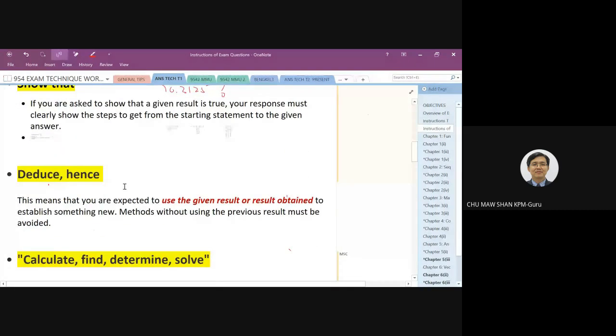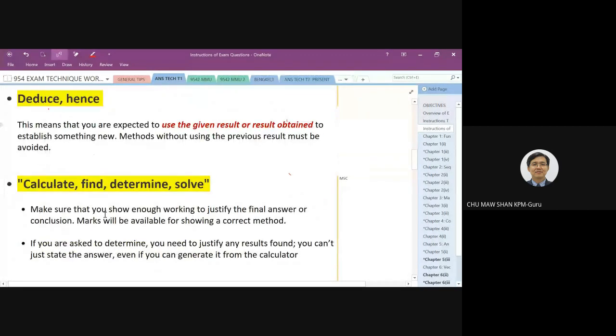Deduce, hence. This means that you are expected to use the given result, or the result obtained, to establish something new. As long as there is the word deduce or hence, don't use other methods. You must make use of the result you obtained in the previous part. Even though you apply other methods and get the correct answer, no marks at all. That is deduce and hence. You must use what was obtained previously to answer the next part. That means deduce or hence.